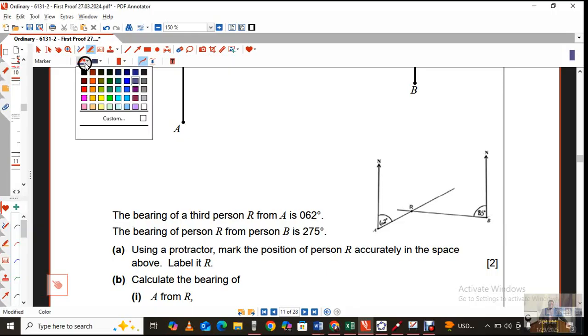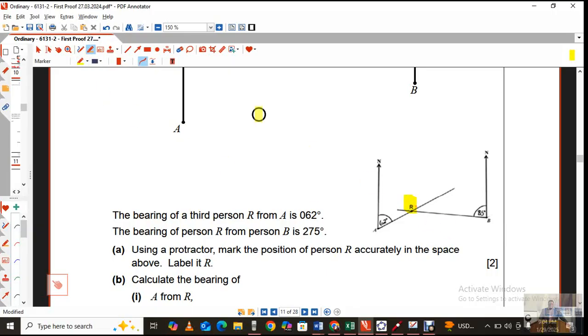You already determined where your person R will be. When it says the bearing of something from something, like R from A, you always go to what is after the letter "from." That is why I have 62 degrees over there. If it says the bearing of person R from person B, you go to B, and when you're at B you need to find this whole angle of 275. So you cannot draw an angle of 275. You can see it's a reflex angle.